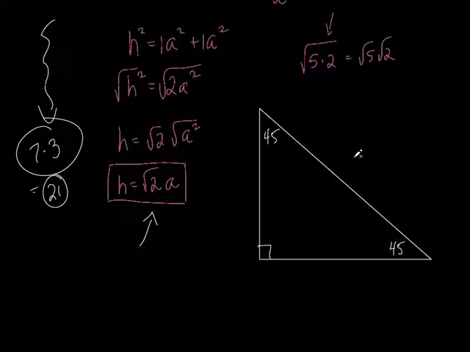Now, what you've all been waiting for. What if I gave you this? What if I gave you the hypotenuse? Let's say, I don't know, just to make it 7. What if I gave you the hypotenuse? How would you find one of the legs? Let's think about it. Before you answer, watch.